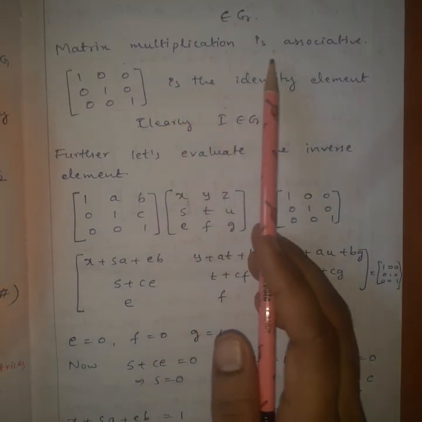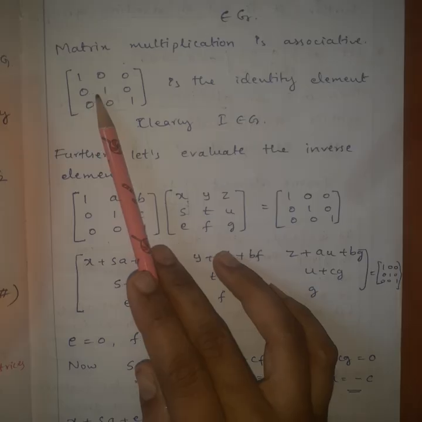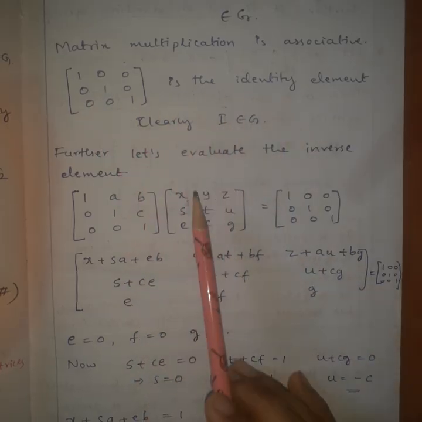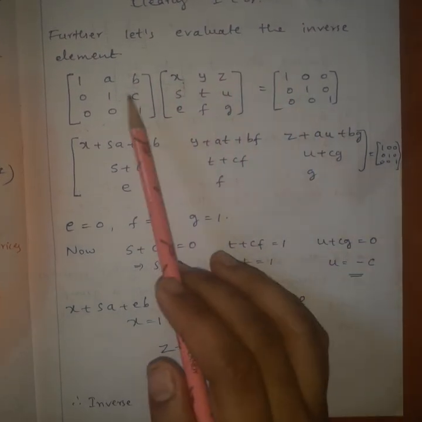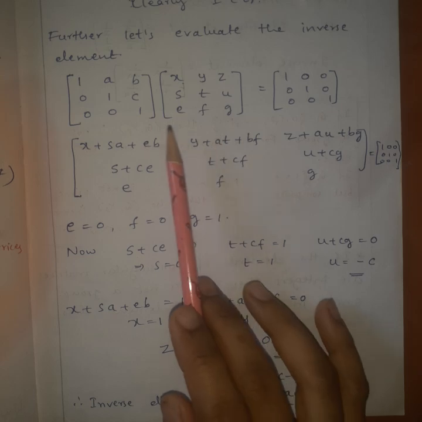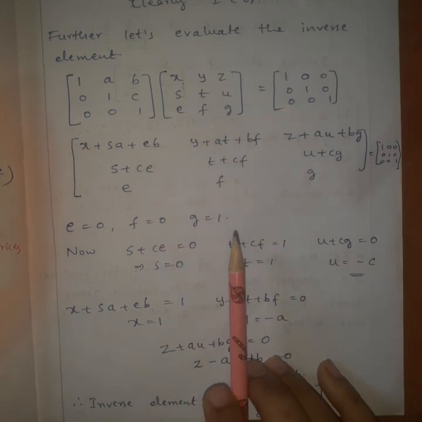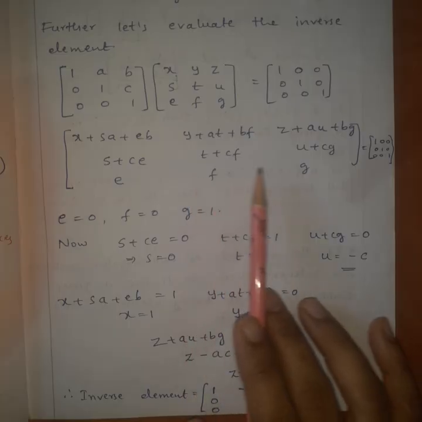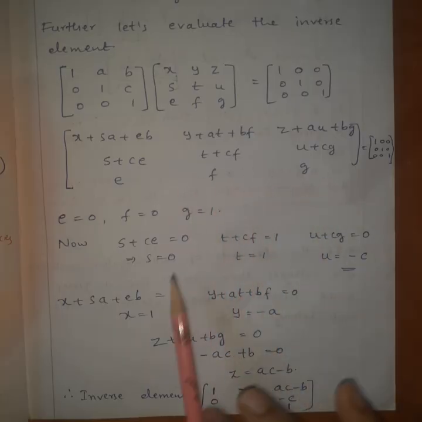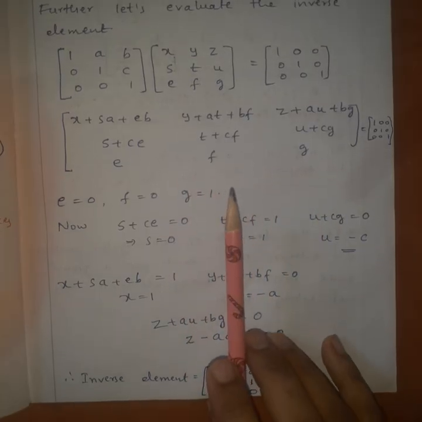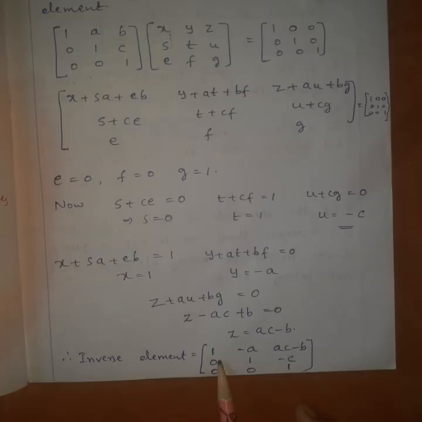Next, matrix multiplication is associative. Also, the identity matrix is the identity element. Further, let us evaluate the inverse element. I have made the calculation; if you want, please pause the video and see it. I will not explain all of it, it is elementary calculation. After calculating, I got the inverse element as 1 minus a, ac minus b, 0 1 minus c, 0 0 1.